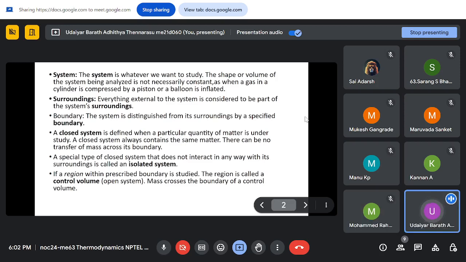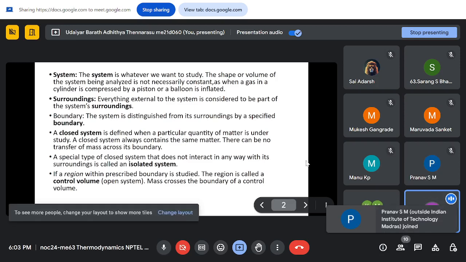Now a system can be of different types. Basically two types: a closed system or an open system. In a closed system, you don't have any mass transfer happening. In an open system, you can have mass transfer, any fluid or any mass which can enter or go out. It's called an open system.